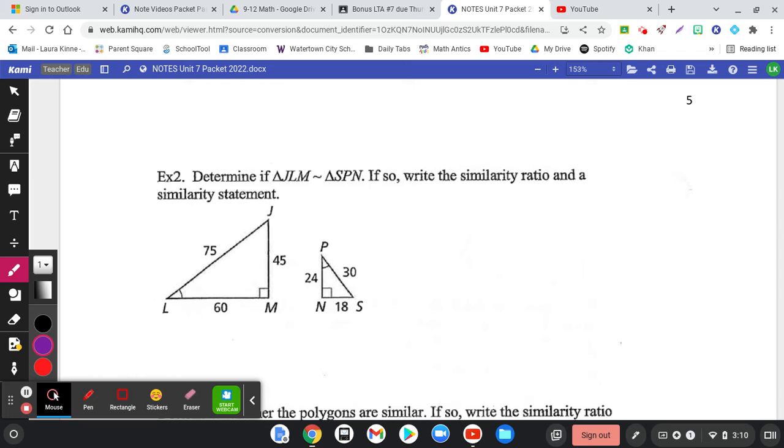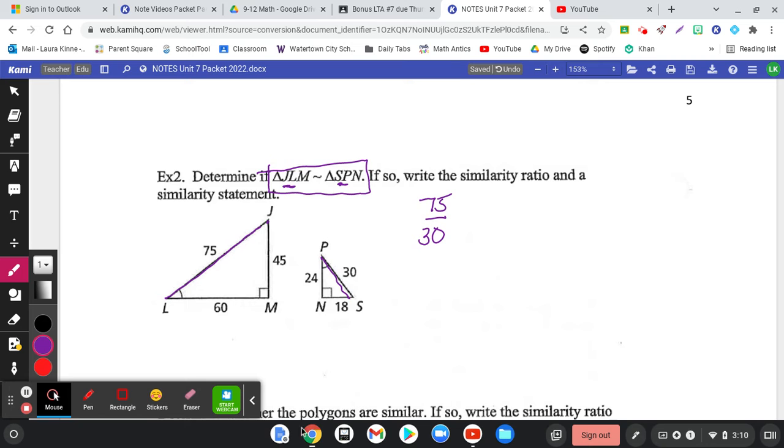All right. Determine if triangle JLM is similar to triangle SPN. If so, write a similarity ratio and a similarity statement. They already have the statement, so we can just look at the ratio. Okay, so first of all, I look at my first triangle. Side JL is 75. And again, we've got JL here, so it would have to match SP, which are both the hypotenuse, so that makes sense. So 75 over 30.